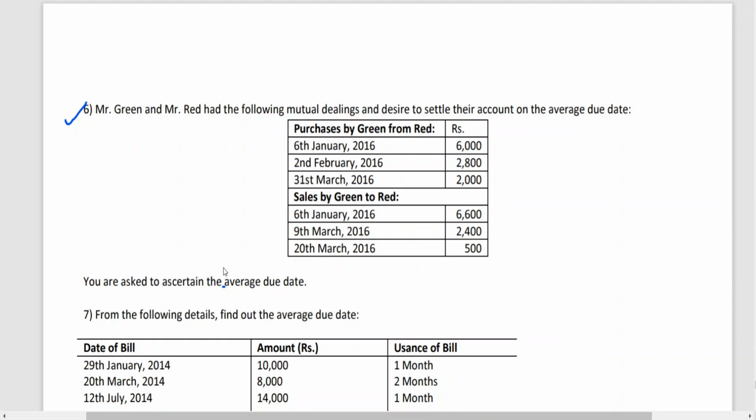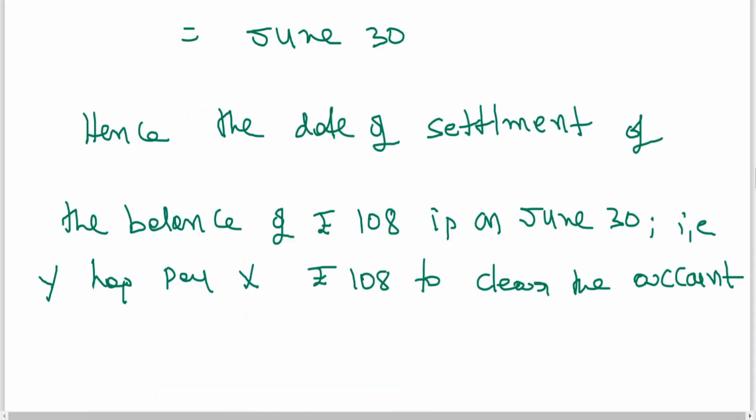So here, in both the cases, which is the earliest date? 6th January, no? So 6th January can be taken as the base date. For purchases by Green, Green has to make a payment. For Green's payment, we need to find out the product. Then similarly, we need to find out the product for Red's payment. Taking the same earliest date, you'll get the difference in product by difference in amount, and you'll be able to get the answer. We'll try this.